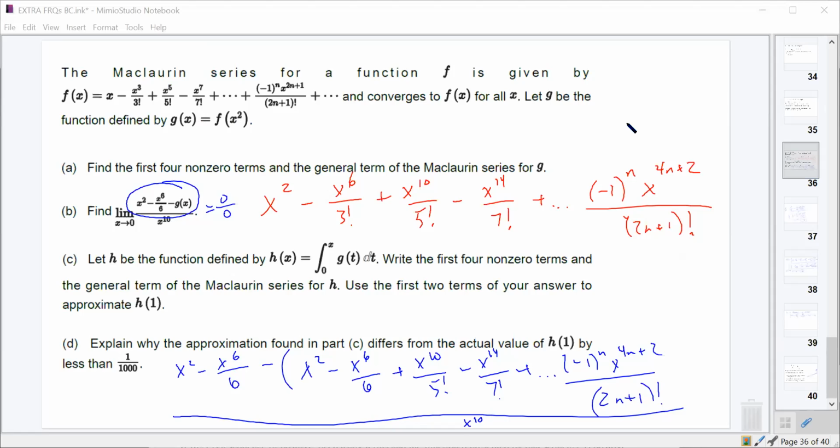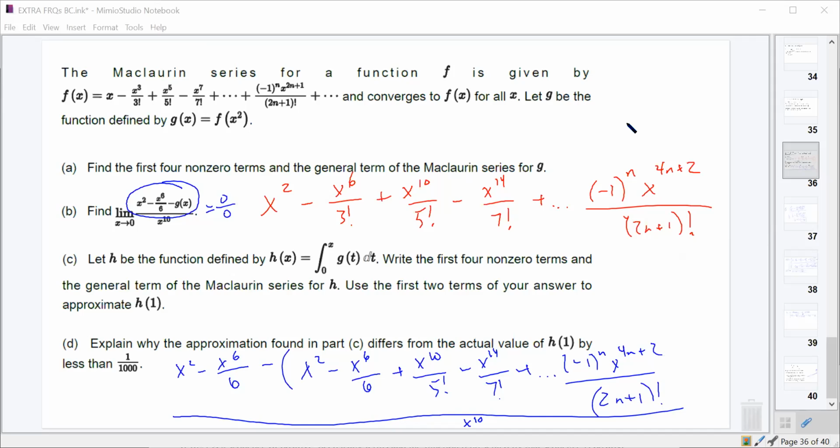Okay. For e to the 2x, would the Taylor polynomial be 1 plus 2x plus 2? I'm trying to understand what your question here is, Ryan.